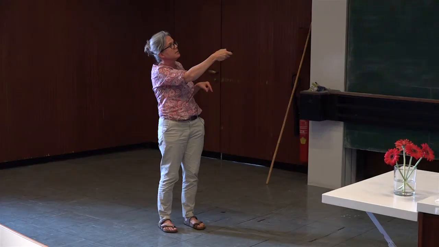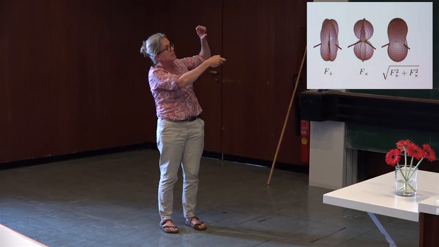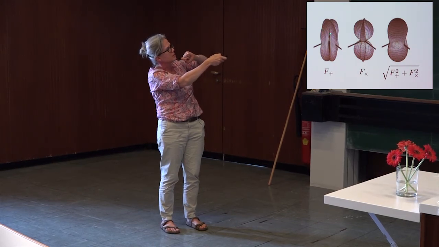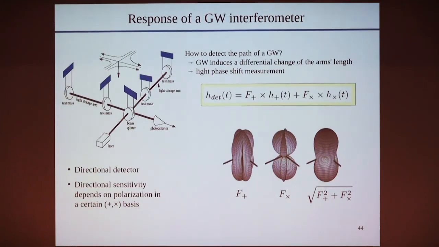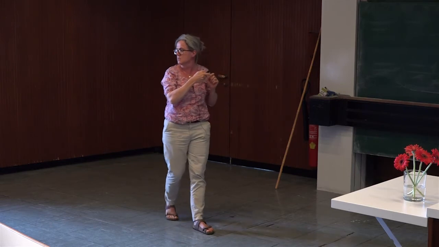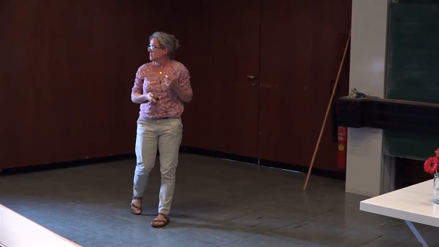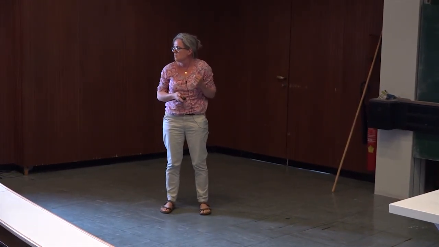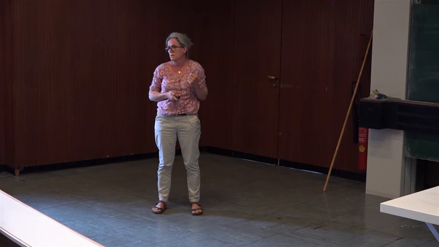This diagram is showing that the height of this surface gives you the amplitude of the response. If the wave is coming along z, then the amplitude is maximal. If the wave is coming along the diagonal, it's zero, actually. This is what this antenna diagram is telling you. Another way to put it is that you take a direction and you plot how sensitive you are to a wave in this direction. So this is the graph of this function, F plus squared plus F cross squared, is it?